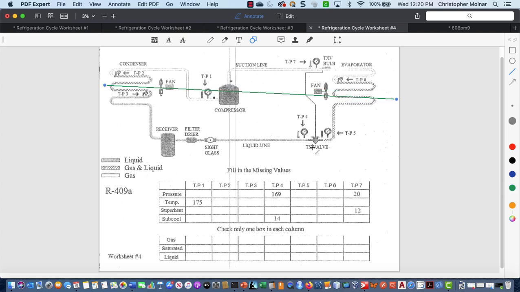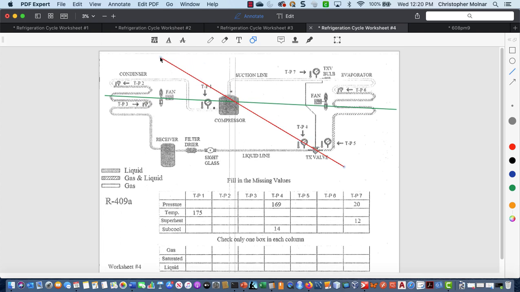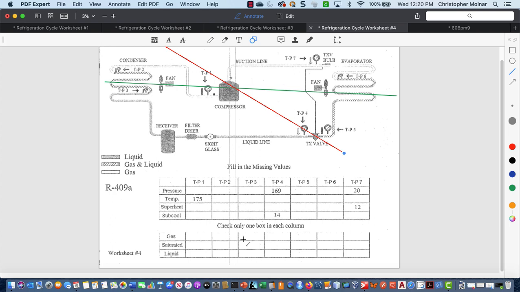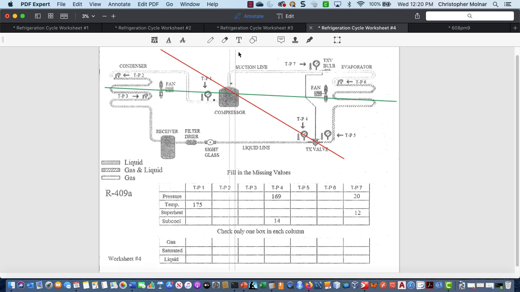Okay, remember everything below that is a liquid, everything above that is a gas. We'll draw in my points of pressure change. Okay, 2 points of pressure change, metering device and compressor. For some people this makes it a little bit easier. Okay, let's look at each point. Let's find out what it is first.